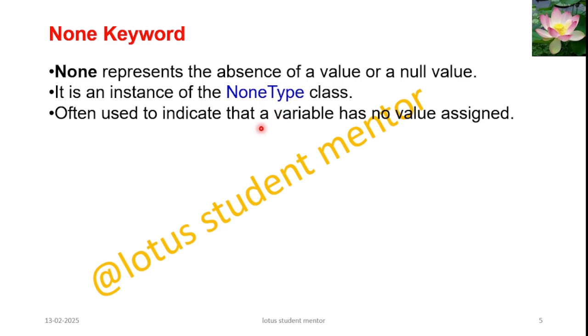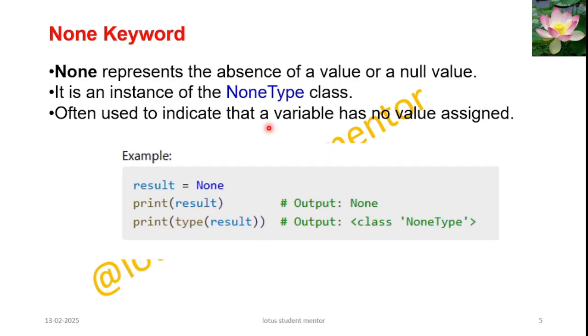It is often used to indicate that a variable has no value assigned. Let us see an example. The example is result equal to None. Print result. What will be printed here? Result is assigned as None, so None will be printed. Then if you want to check what type result is, it is the NoneType class.